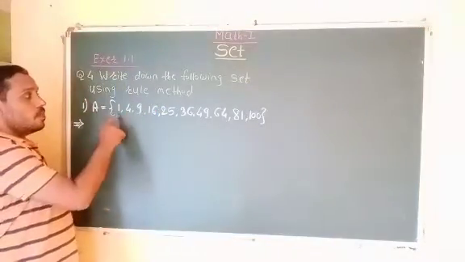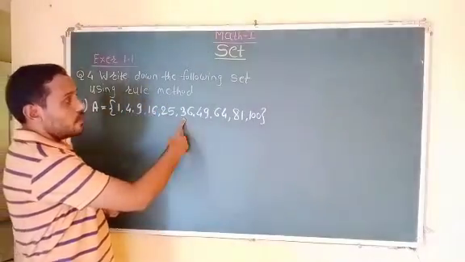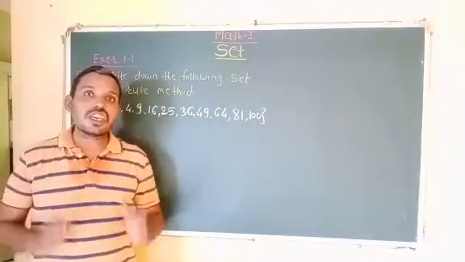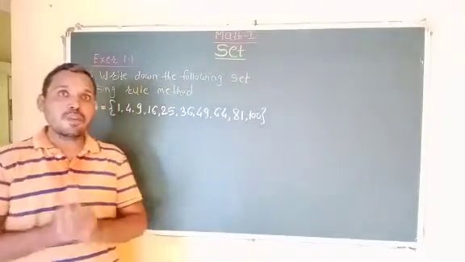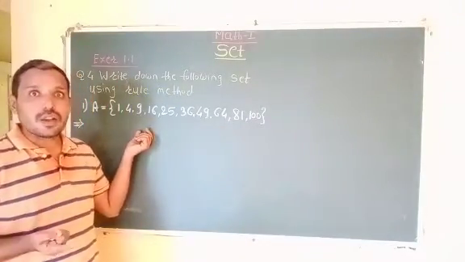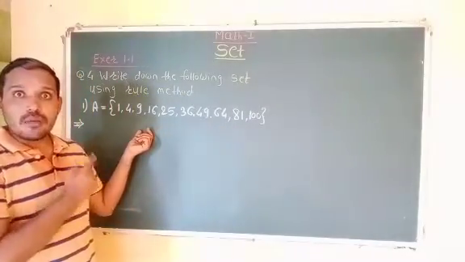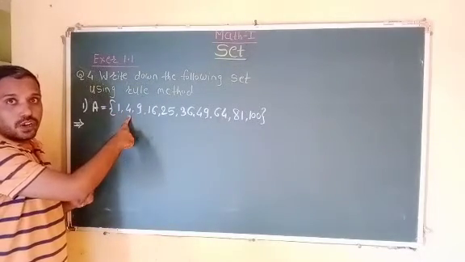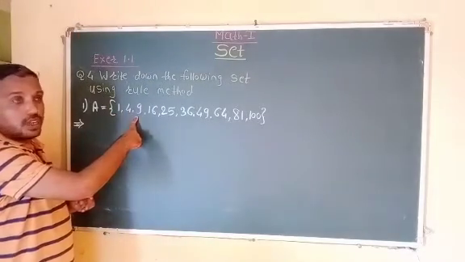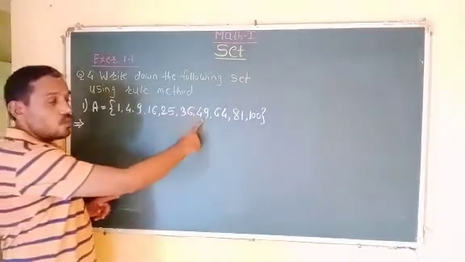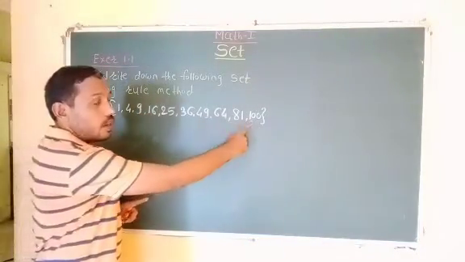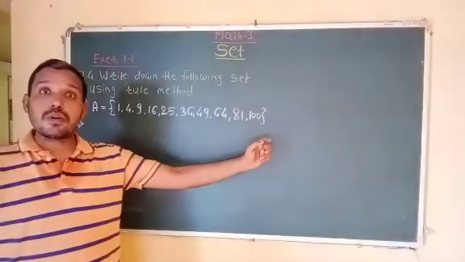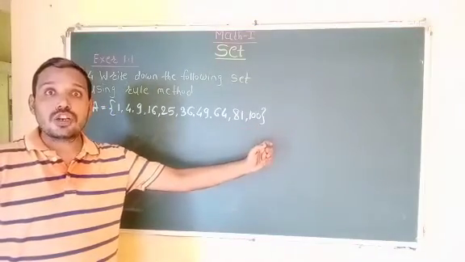So we can see the numbers 1, 4, 9, 16, 25, 36, 49, 64, 81, 100. When we look carefully, we see all these are square numbers. That means 1 is the square of 1, 4 is the square of 2, 9 is the square of 3, 25 is the square of 5, 49 is the square of 7, 100 is the square of 10. All these are squares of natural numbers.